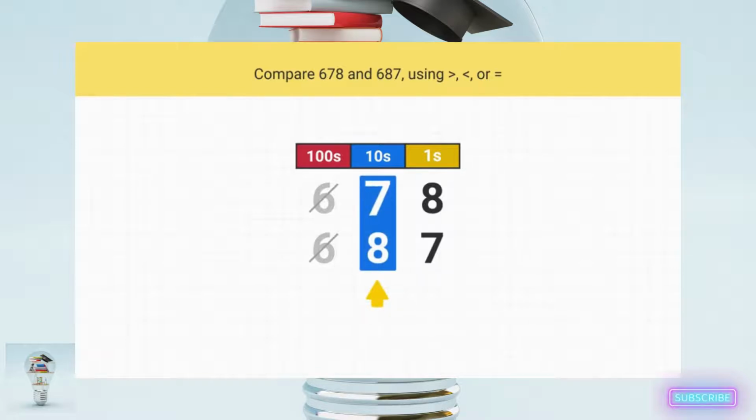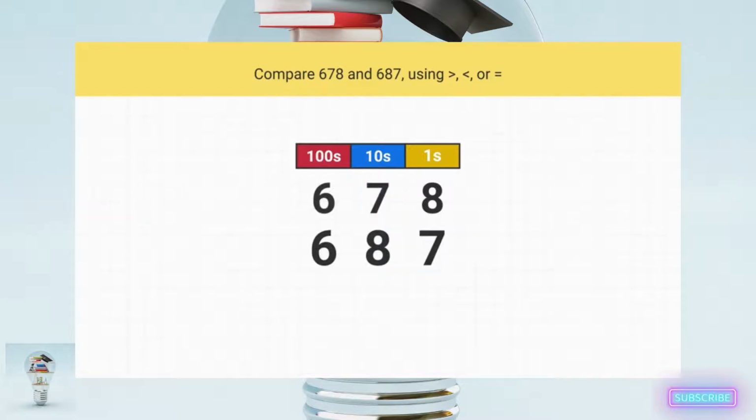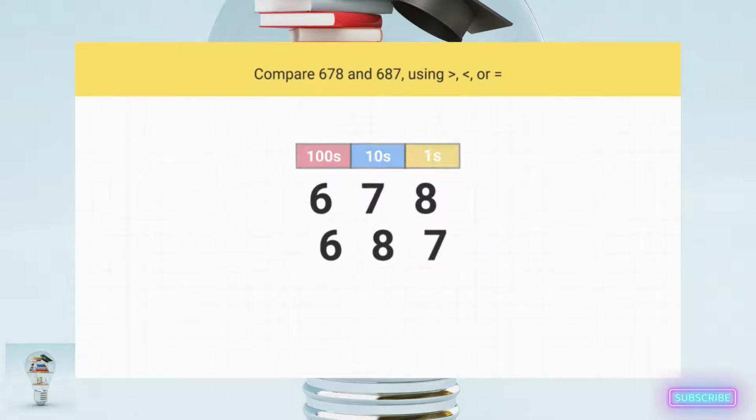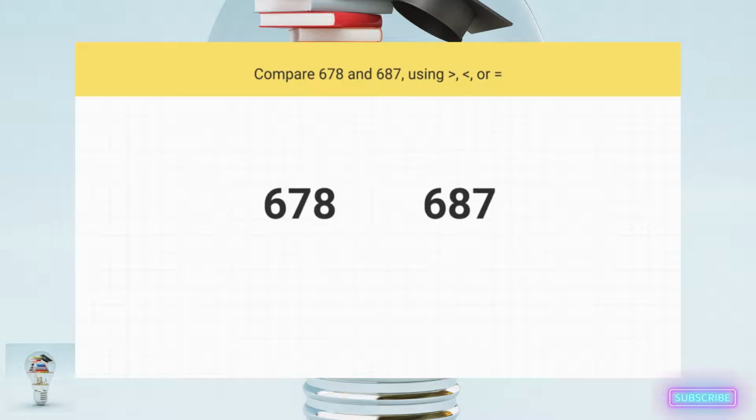Here we have 7 tens and 8 tens. Well, 8 tens is more than 7. That means which of these numbers is larger? Well, 687 has 8 tens, and 678 only has 7 tens, so 687 is our larger number. Now, as a final step, how do we write this comparison using the greater than, less than, or equal to symbol?